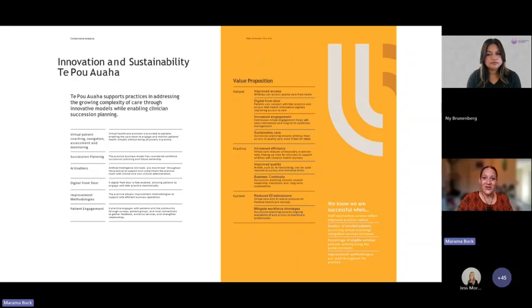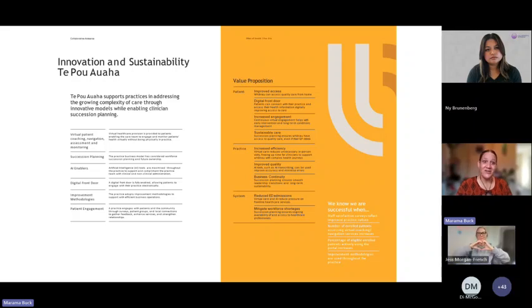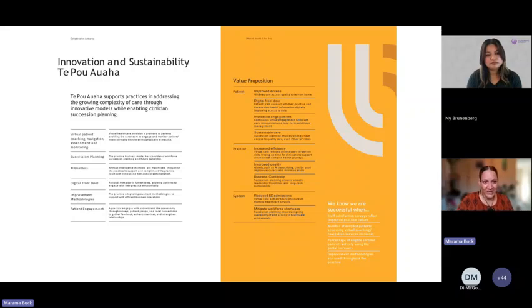Digital front door, so some of you might call this your portal, which is a way of your patients and whānau engaging with their medical information, so making sure that everything is open. Correct me if I'm wrong, Jess, but I do personally advocate for open notes and really encourage practices to have open notes. Oh, yeah, good. And that these can be accessed through the digital front door or portal.